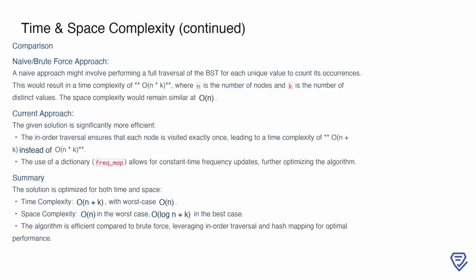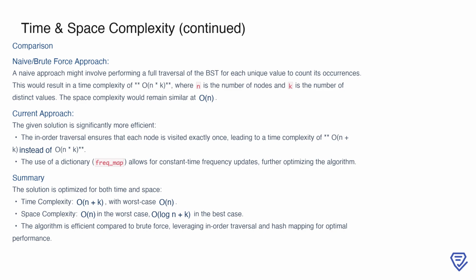When comparing this solution to a naive approach, the difference in efficiency becomes clear. A brute force method would involve traversing the tree multiple times, once for each unique value, to count occurrences. This would result in a time complexity of O(n * k), which is far less efficient than the current solution's O(n + k). The space complexity remains similar at O(n), since both approaches would need to store the tree's data. The current solution, however, optimizes performance by leveraging a single in-order traversal and a frequency map for constant time updates.